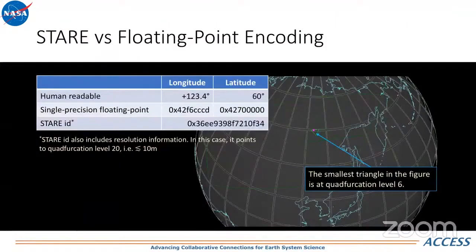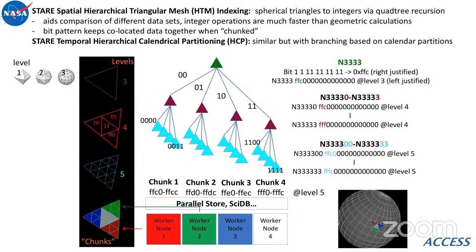So we have the hierarchical triangular mesh, the HTM. We have the hierarchical calendrical partitioning, HCP. And we construct an integer, a number, an index value for each triangle, depending upon where it falls in the tree structure. And so we just go from left to right, setting bits depending upon which branch we're going down until we get all the way to the 27th level, where we have a fundamental resolution of about 8 to 10 centimeters for a 64-bit scheme.